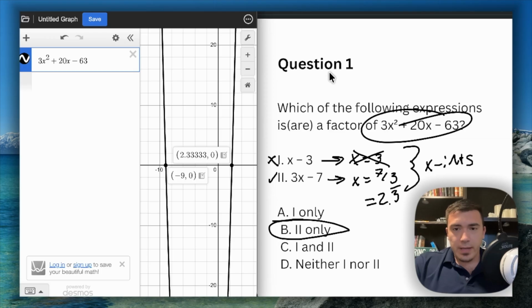This is a cool trick that you guys can use on the SAT in order to find possible factors, because we all know that factoring when the leading coefficient is bigger than 1 is just simply not fun and very time consuming. So this one is definitely a good trick.